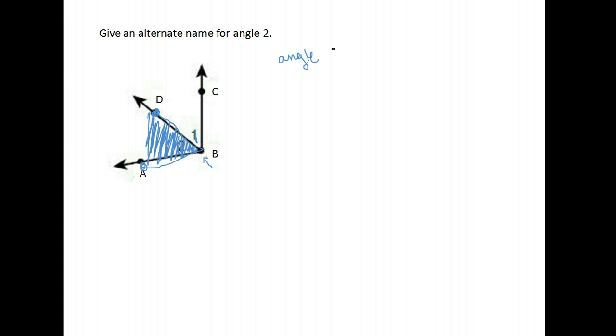Okay, so we have 2 possible answers here. We could name this angle DBA. Notice my endpoints of the angle are on the outside and the vertex is in the middle, as it should be. We can switch those letters around as long as B is in the middle. So we could also call it ABD. Again, B, the vertex, has to be in the middle. Those 2 ends can be on either side. So those are the 2 possible alternate names for angle 2.